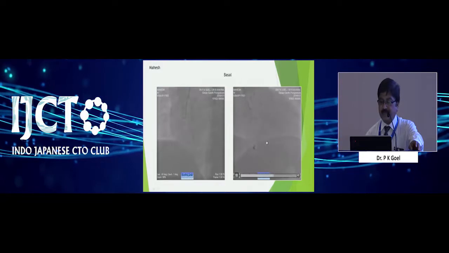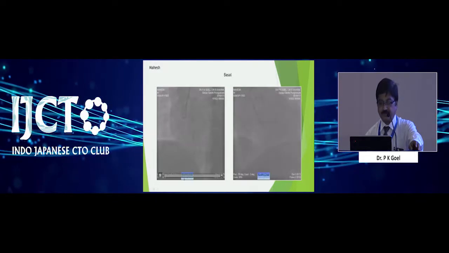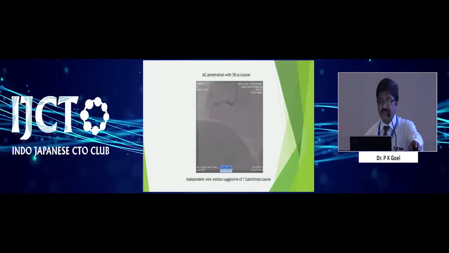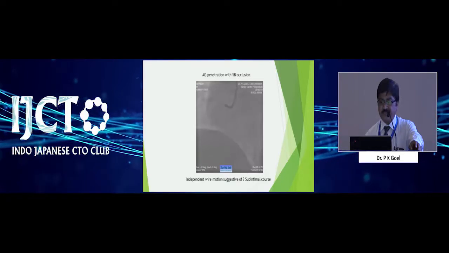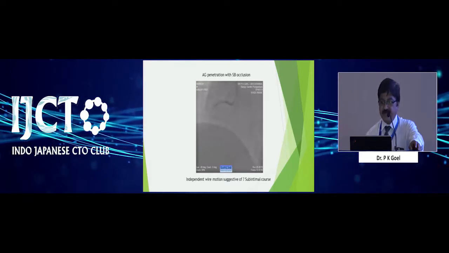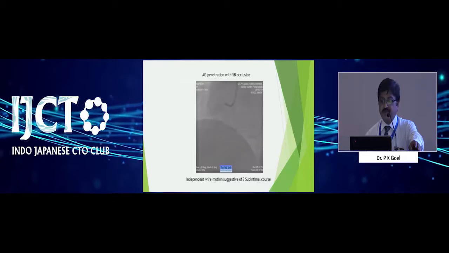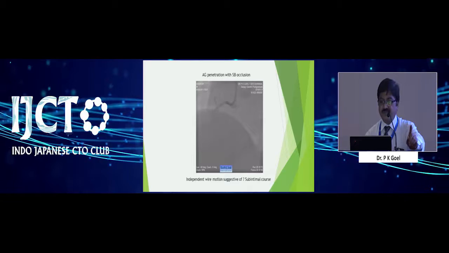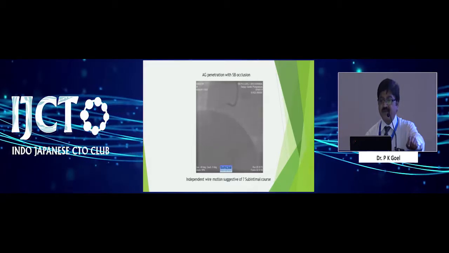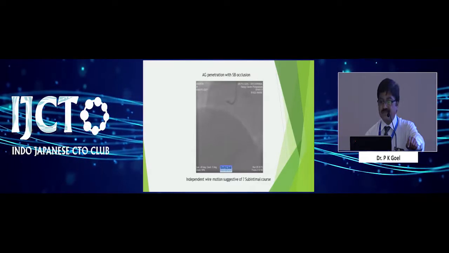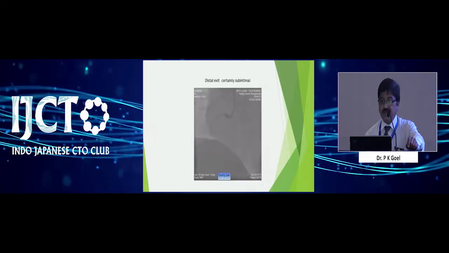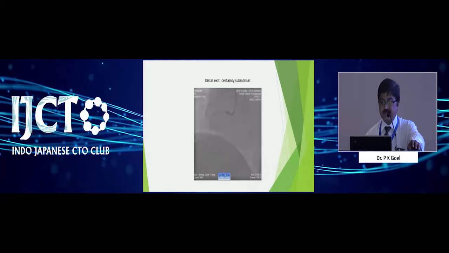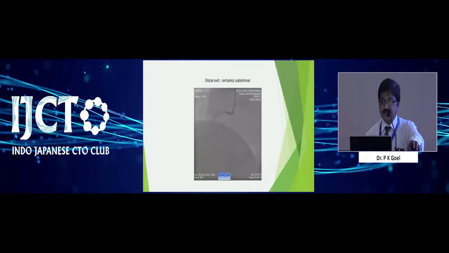So this is an RCA CTO lesion, as you see. We have a balloon on the side branch as an anchor, and then we are trying to enter into the RCA. There is this independent wire motion which suggests that maybe it is not going in the right track, and that is what probably had happened. So the wire is down, but you see it is subintimal. Distally it has exited subintimal.